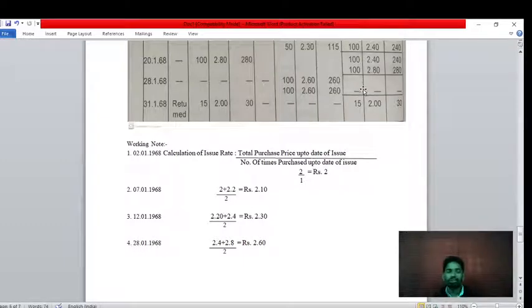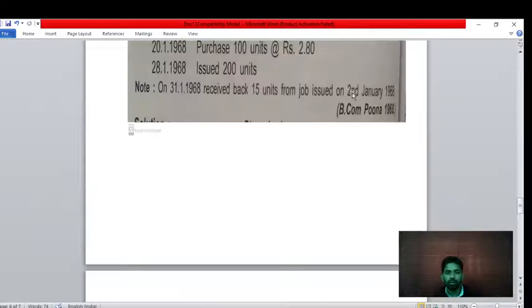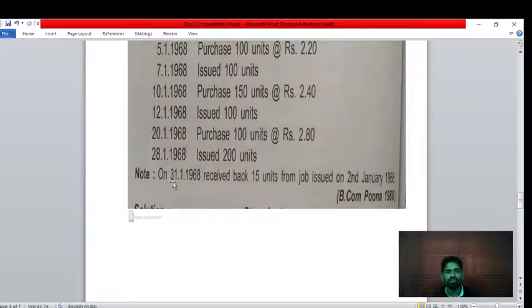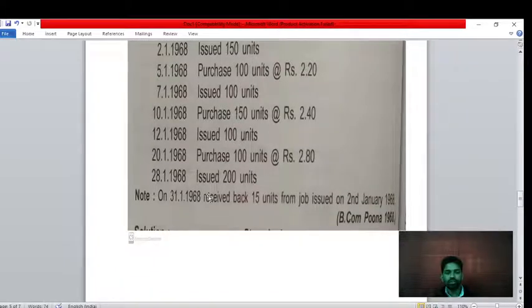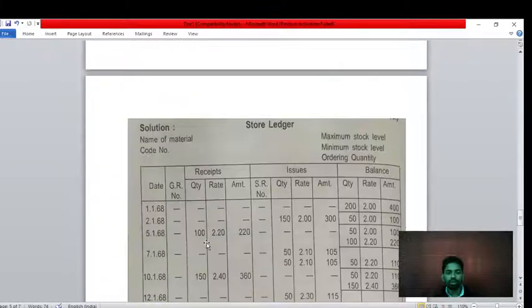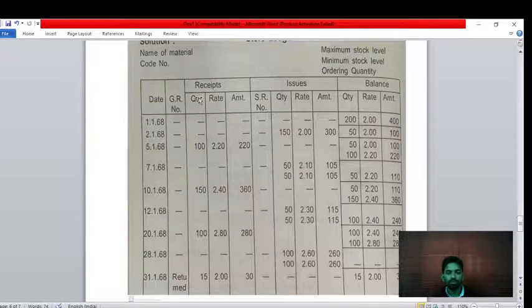Now see, one more note is given in the problem. Note: on 31st January 1968, received back 15 units from the job issued on 2nd January 1968. Whatever we issued on this date, 150 units, out of this 150 units, 15 units are back to the store department. So to the store department it is a receipt.